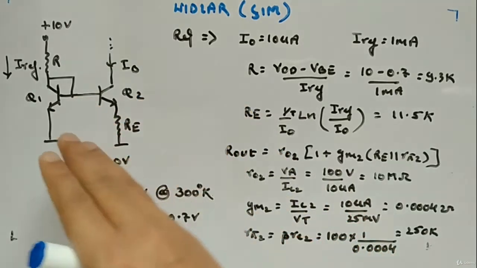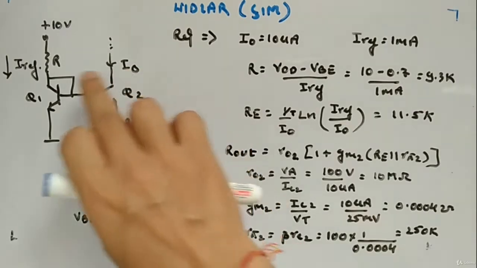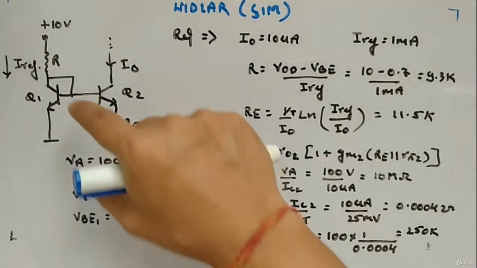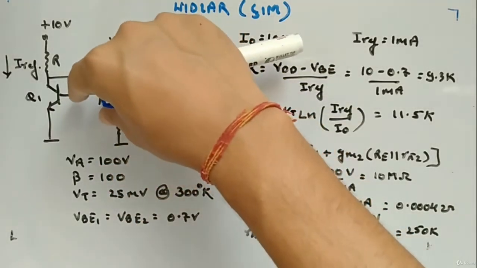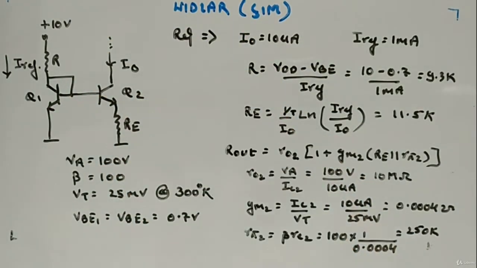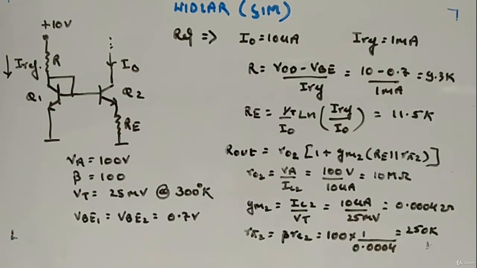This makes both the VBE not equal. Hence I naught and IREF will not be equal. Because you can see here it is VB, whereas here it is VB plus the drop across RE. That makes the currents I naught and IREF different.